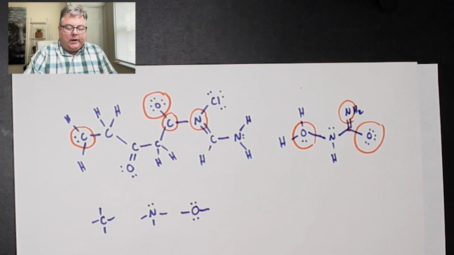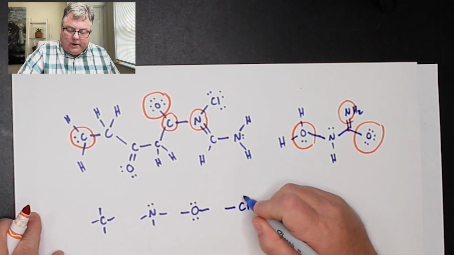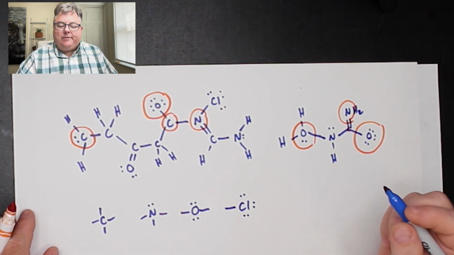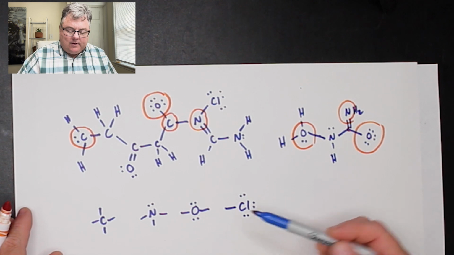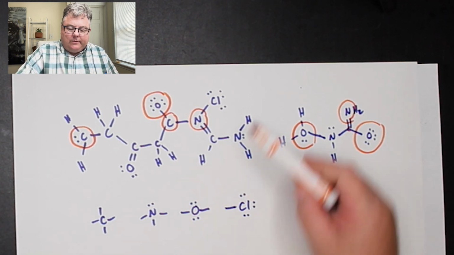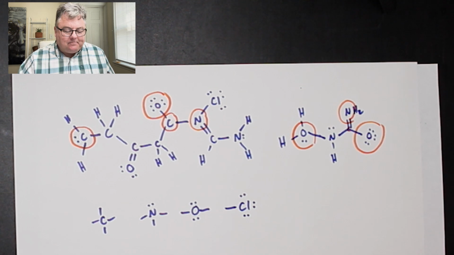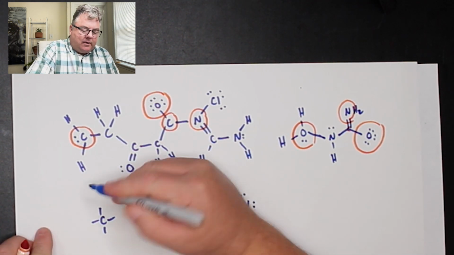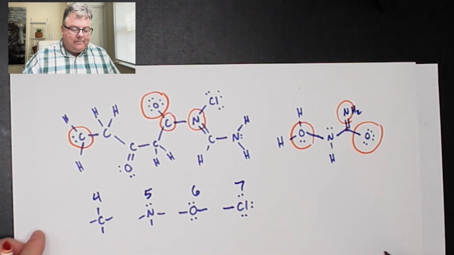And I see a chlorine. Halogens, like chlorine, bromine, fluorine, or iodine, have 1 bond and 3 lone pairs of electrons because they start with 7. 1, 2, 3, 4, 5, 6, 7. So this chlorine is 1 bond, 3 lone pairs. It's normal. I don't have to think about it. Okay, so these are the ones I have to think about. 4 valence electrons for carbon, 5, 6, and 7.